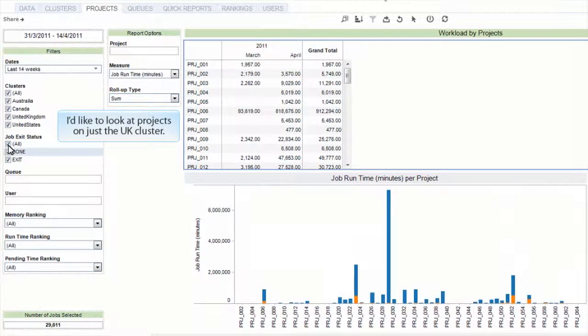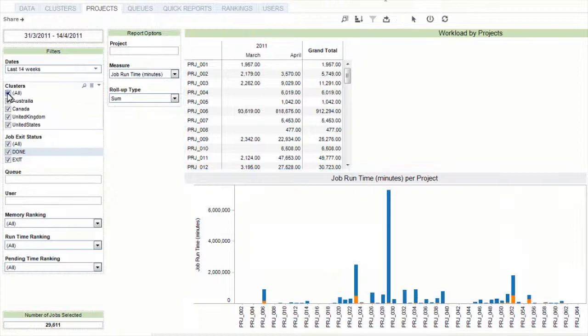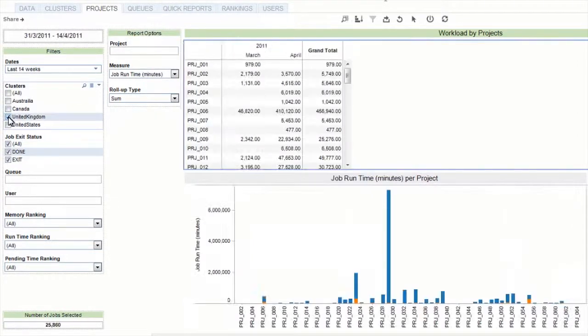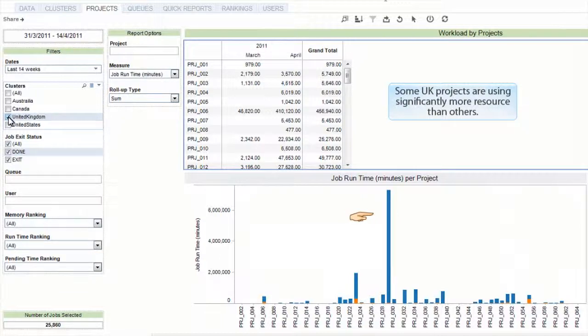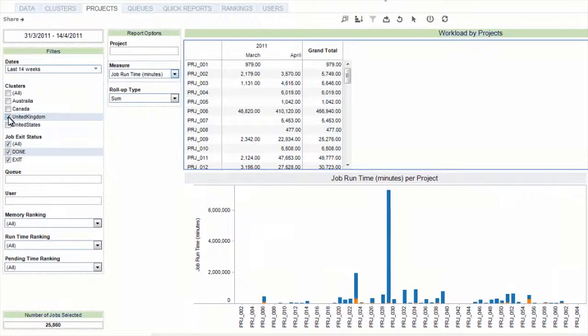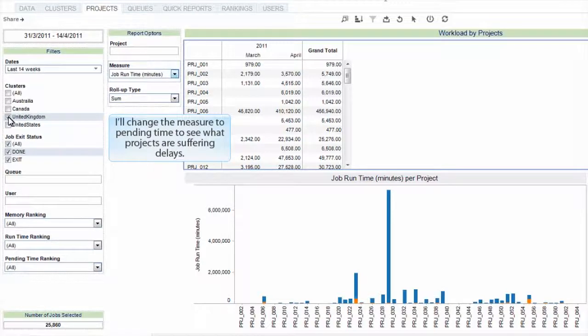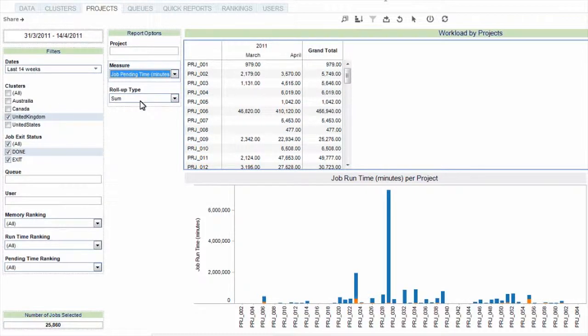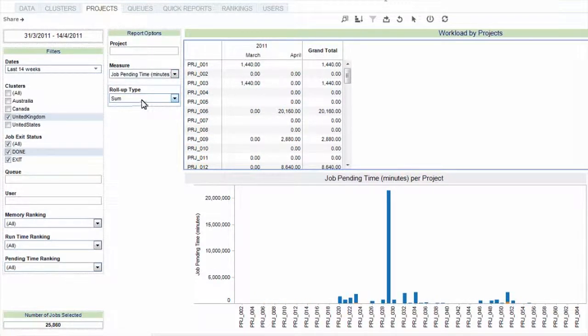I'd like to look at projects on just the UK cluster, because you recall from earlier analysis that they had the most jobs and the longest pending times. It becomes apparent quickly that some projects are using significantly more resource than others. Recall that pending time was an issue on this cluster, so I'll change the measure to pending time to see what UK projects are suffering delays. And I'll look at the average pending time instead of totals.